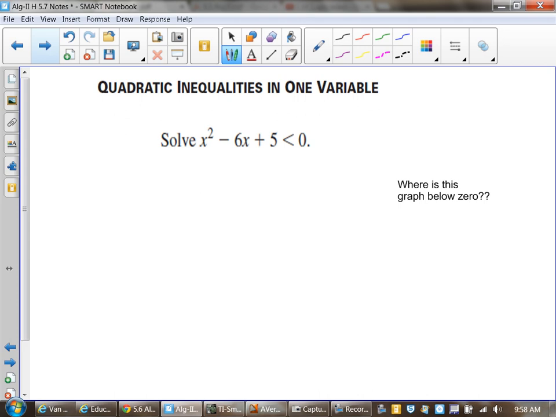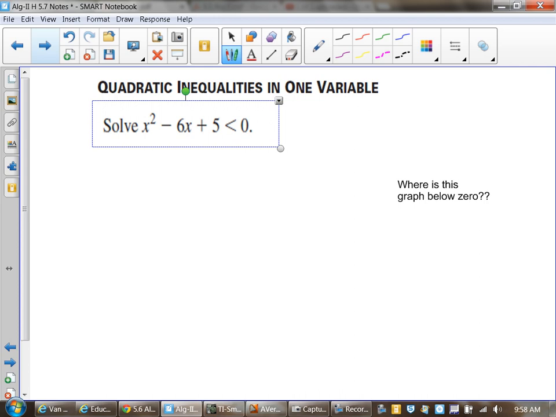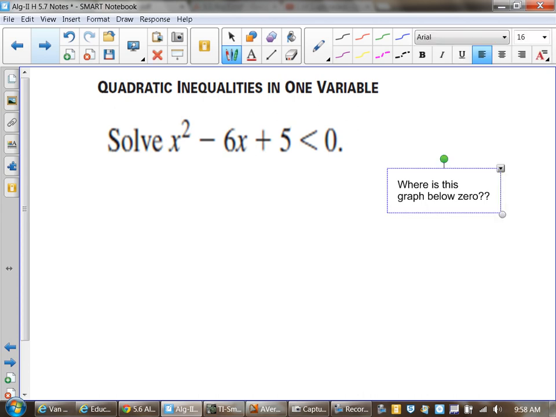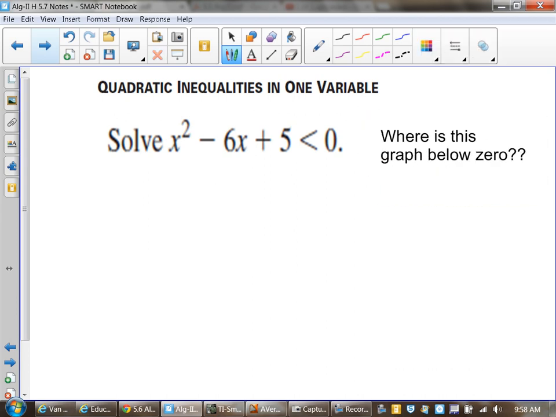All right. Now, there's a slight difference between what we just did and what we're looking at here. The difference is that there's only one variable. There's just x's, no y value. It says less than 0. When you see a problem like that, it's just saying, since it's a less than, where is the graph below 0? Between what values is the graph below 0?